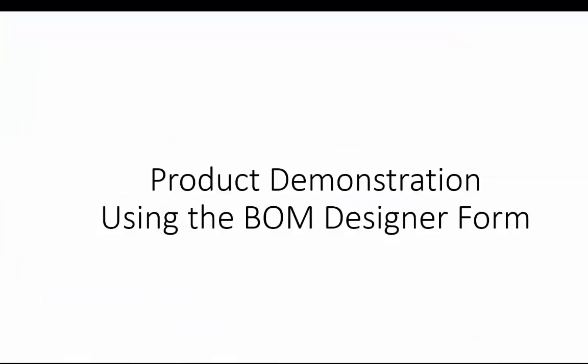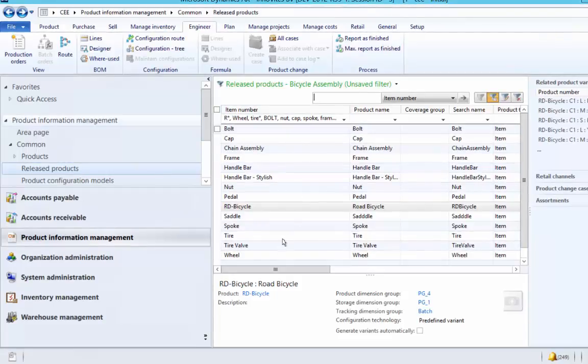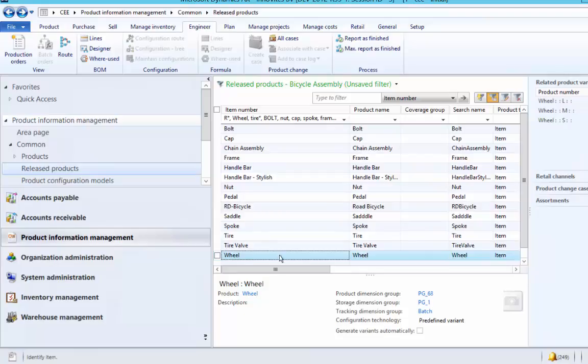We already learned the application and feature of BOM designer form in earlier video series. In this session we will review the product demonstration about how to access and use BOM designer form to maintain the item specific BOM version. On the release product form, select the product for which you want to access the BOM designer form. So we start with the wheel.